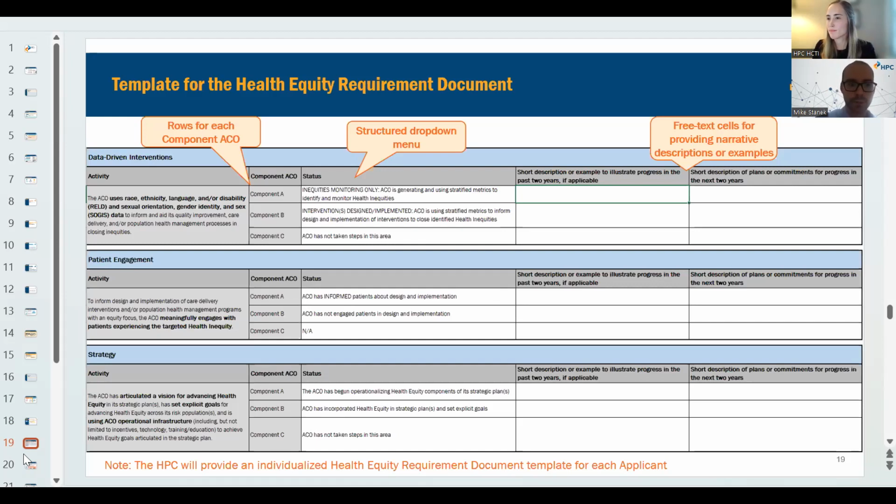And then there are 2 columns in which we ask that you provide elaboration. In one column, we ask that ACOs provide an accompanying short narrative, explanation, or an example pointing more specifically to what they've been working on in the past year or 2. And in the other column, we ask ACOs to share some information about what commitments the component ACOs are making or what they expect to achieve in the next 2 years. Next slide, please.